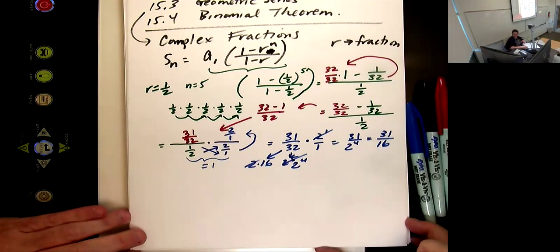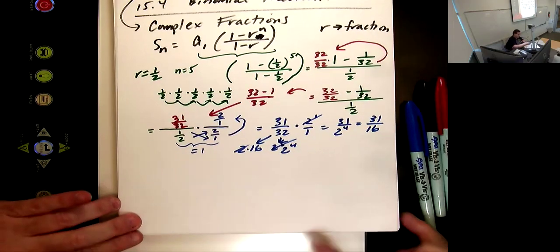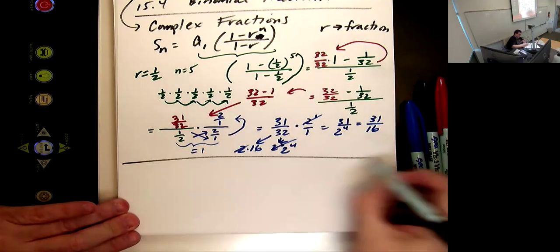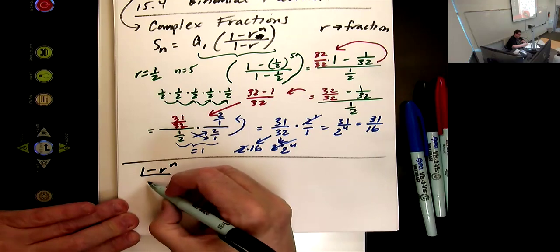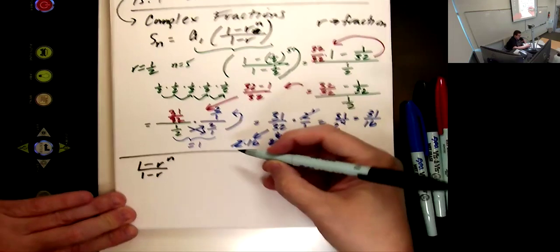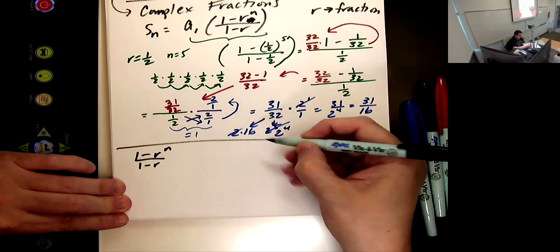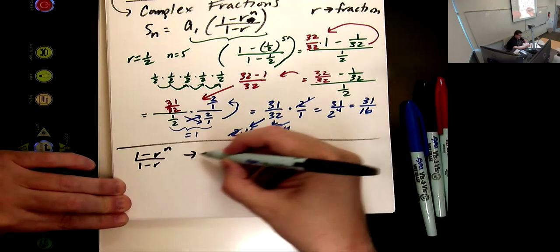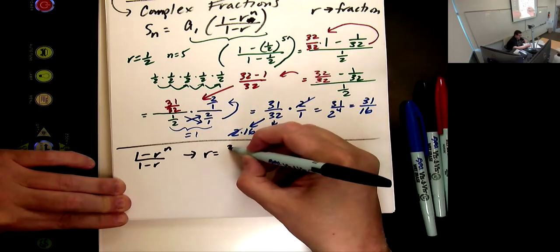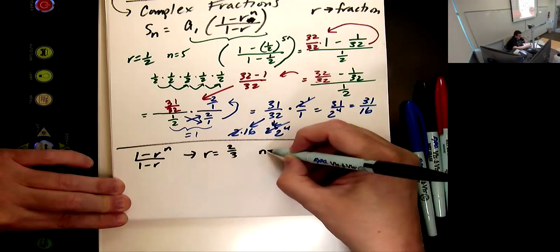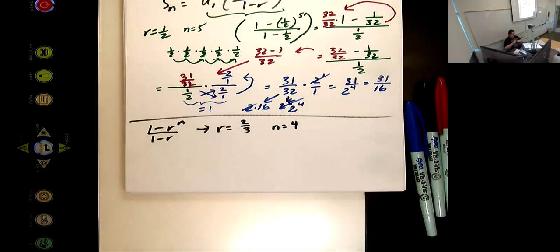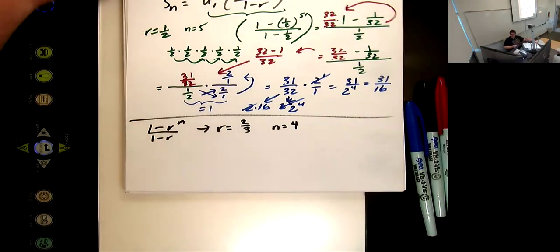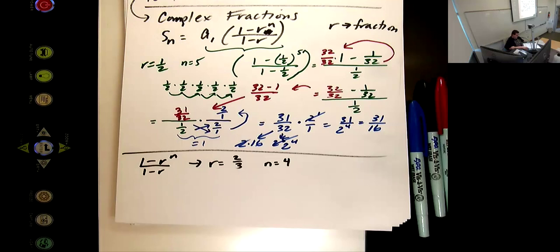Alright. So that's the formula we're working on, practicing: 1 minus r to the n over 1 minus r. And r ends up being a ratio or a fraction. I want you guys to give it a try with r equals 2/3, and we'll do n equals 4. You can kind of see what we did with 1/2 and n equals 5. Get yourself some practice.